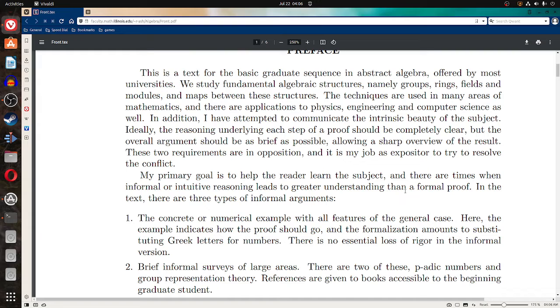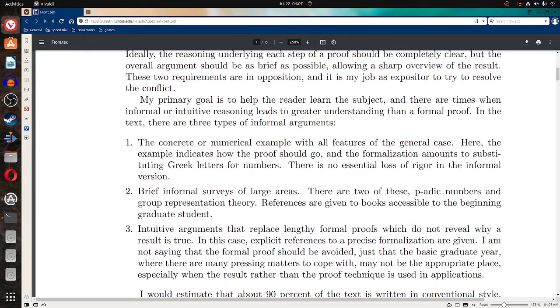Ideally, the reasoning underlying each step of a proof should be completely clear, but the overall argument should be as brief as possible, allowing a sharp overview of the result. These two requirements are in opposition, and it is my job as expositor to try to resolve the conflict. My primary goal is to help the reader learn the subject, and there are times when informal or intuitive reasoning leads to greater understanding than a formal proof.